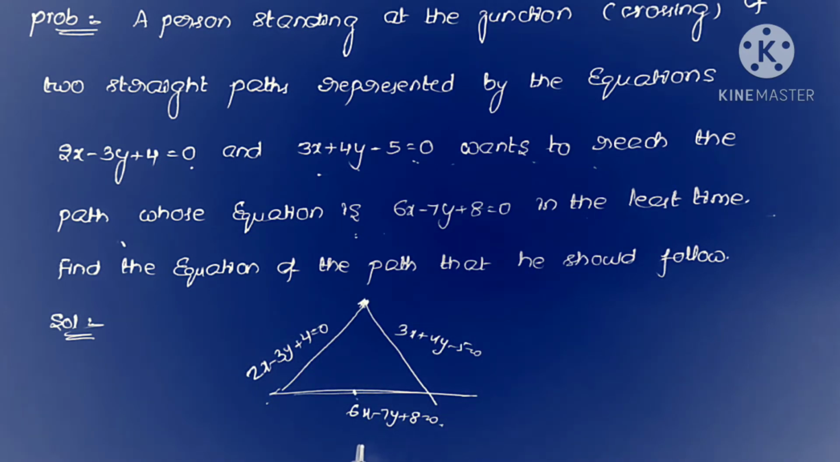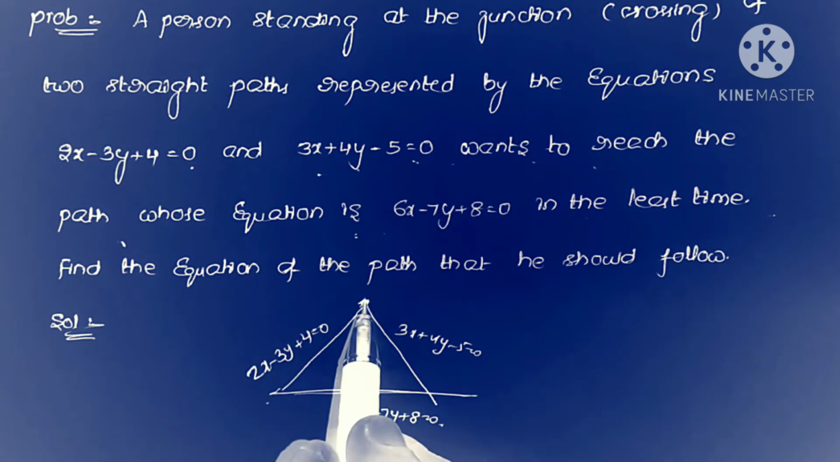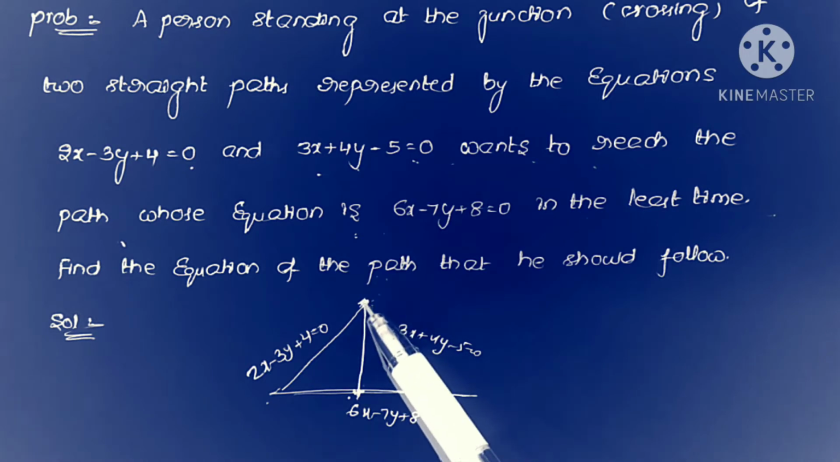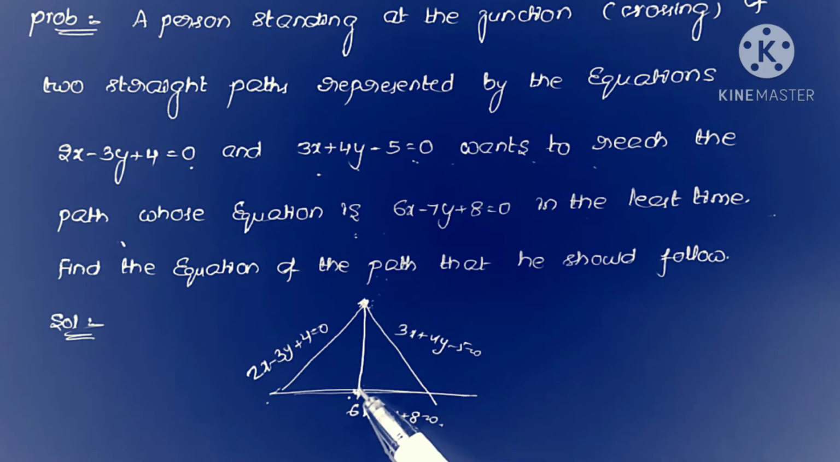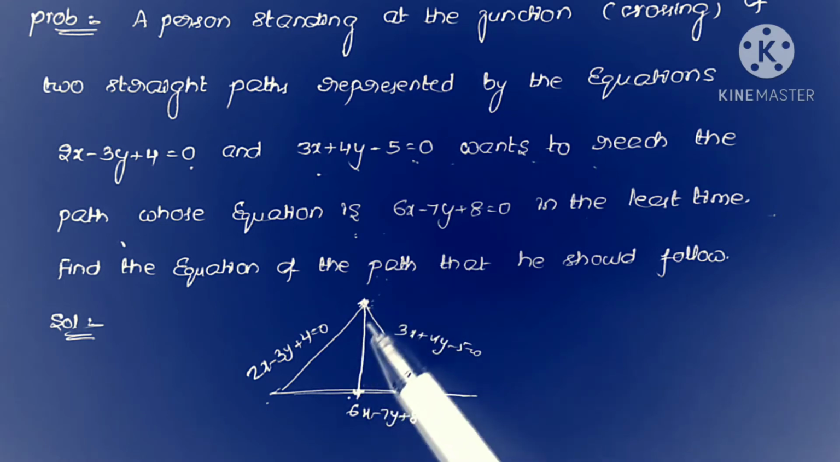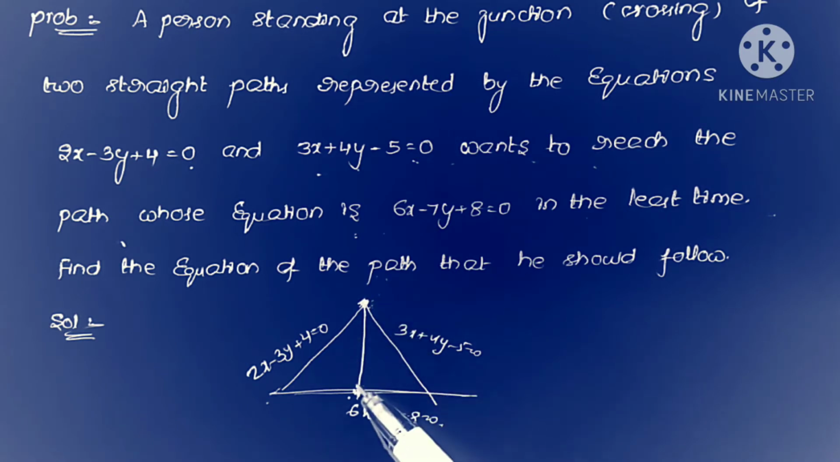Now what is the path he should follow to reach this path in the least time? Clearly, if the person comes directly to this path, then he reaches it in the short period. That is, we want to find the perpendicular equation which passes through the point of intersection of these two lines. That is the answer. If the person reaches this path in this way, then it takes more time than this one. Similarly, if the person reaches this path in this way, it takes more time than this way. So this is the least way to reach from this place to here in the short period.